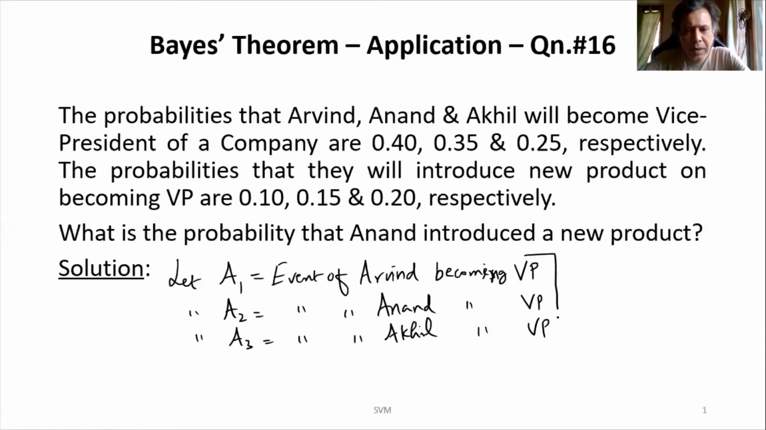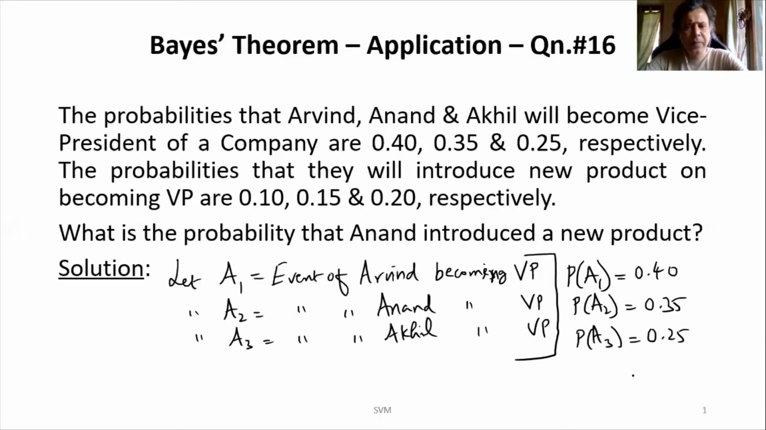Now we have been given probabilities of these. So let's write that. Probability of A1 is known to be 0.4. Probability of A2 is known to be 0.35. Probability of A3 is known to be 0.25. It's quite natural that if one person becomes a vice president, other cannot become, right? Because they didn't specify here about a department, they said about the company. So in one company, there can be one vice president. That is the understanding from this question.